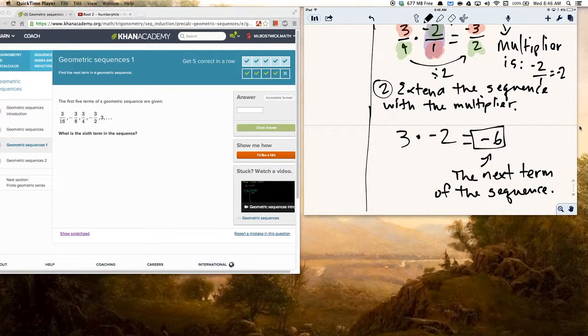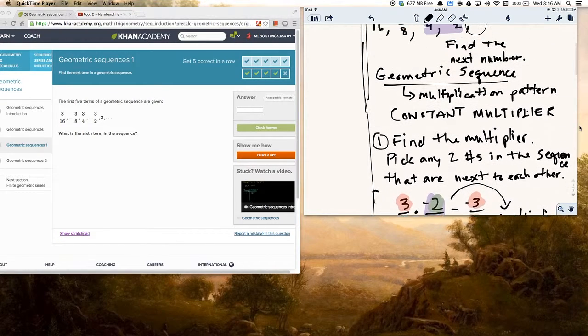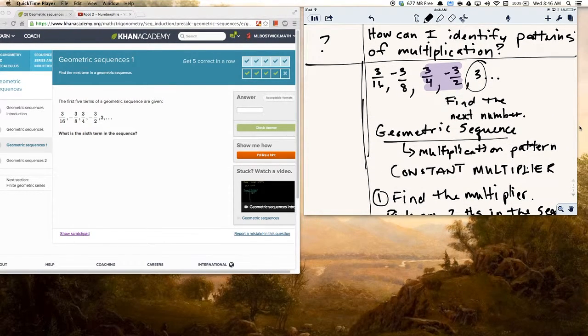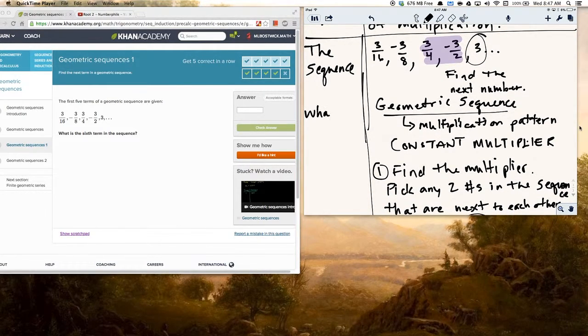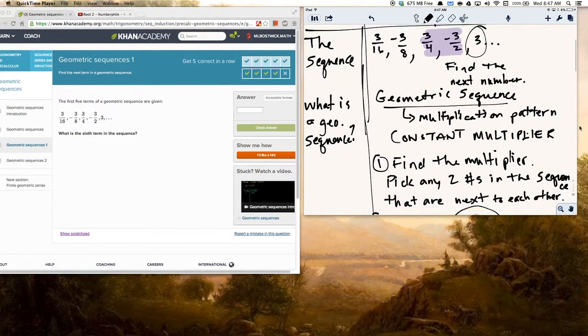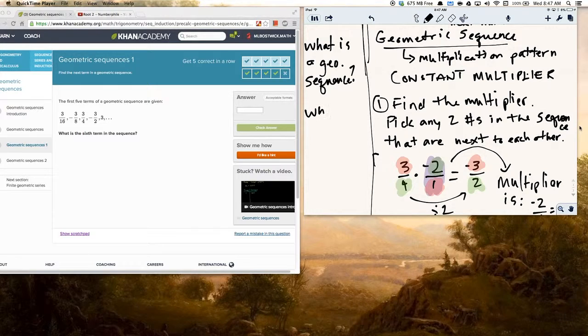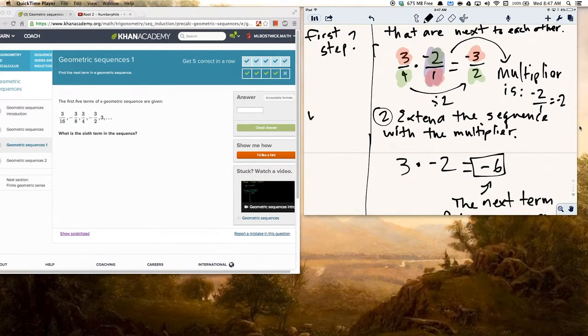Okay, so there's some things that I can point out here. I'm ready to put my answer into Khan Academy, but I'm going to label this as the sequence. Here we can say, what is a geometric sequence? Here I could say, what's the first step? And what's the last step?